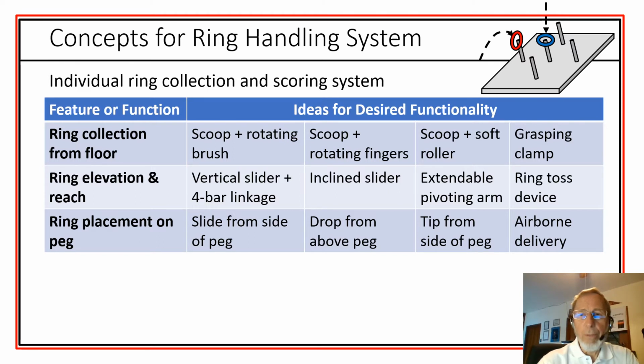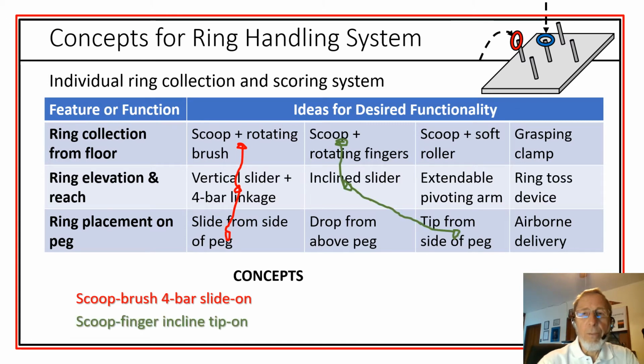Then with these available to us, and there could be many of these, we identify some suitable concepts. One might be taking the scoop that's assisted by a rotating brush, and that's then mounted on a vertical slider and 4-bar linkage to position near the peg, and then finally tips to slide the ring onto a peg. So that could be one concept.